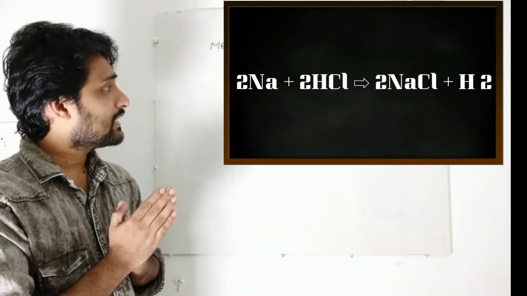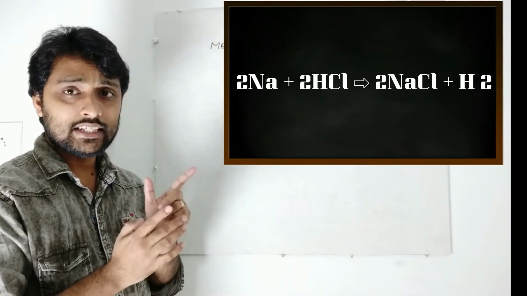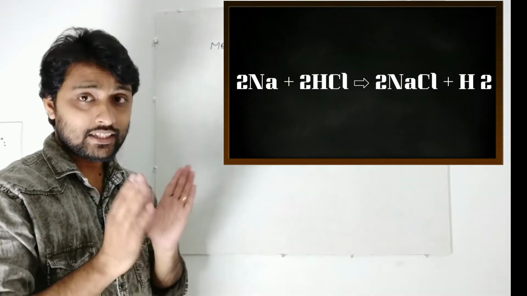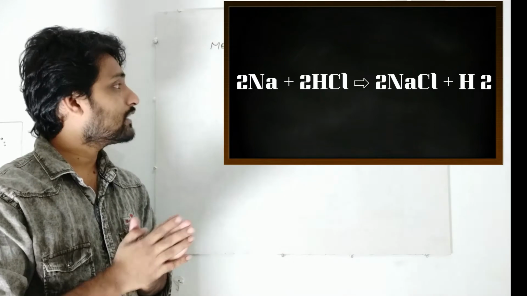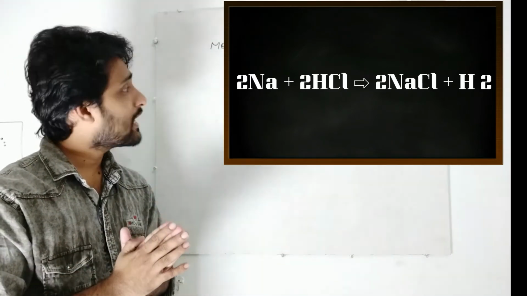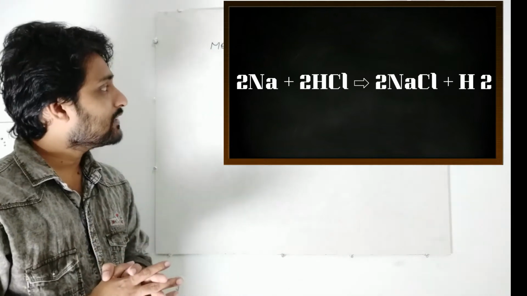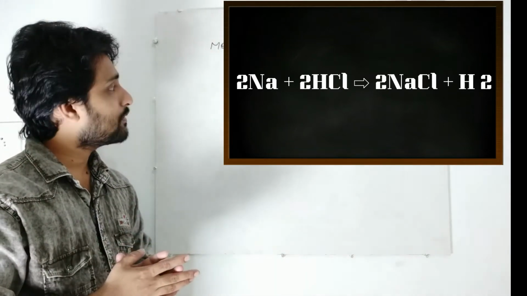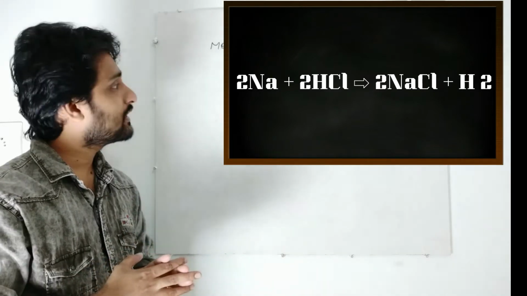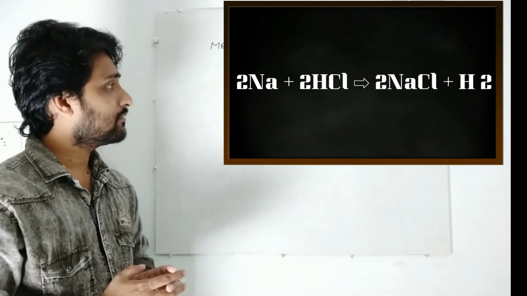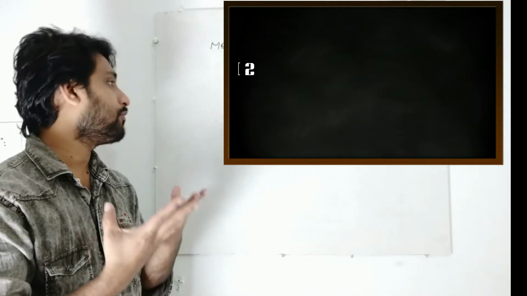Na plus HCl gives NaCl and hydrogen. So what is Na? Sodium. Okay, so that is sodium. So Na plus HCl. HCl means hydrochloric acid. So when it reacts with the hydrochloric acid, sodium removes hydrogen from the acid and connects with the chlorine and forms sodium chloride. That is NaCl. Then hydrogen gas will evolve.